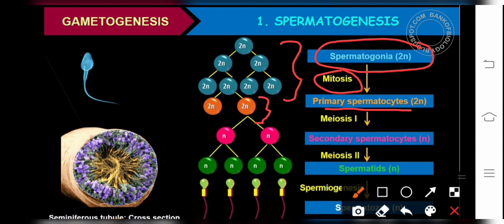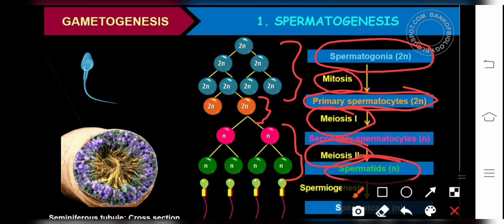Okay, so the third phase is the maturation phase, where the primary spermatocyte, meaning these cells, undergo maturation, which is actually meiosis. There are two divisions, meiosis 1 and meiosis 2, and finally there will be formation of spermatids, right? So spermatids transform into actual sperms or spermatozoa. This is generally what happens in spermatogenesis.